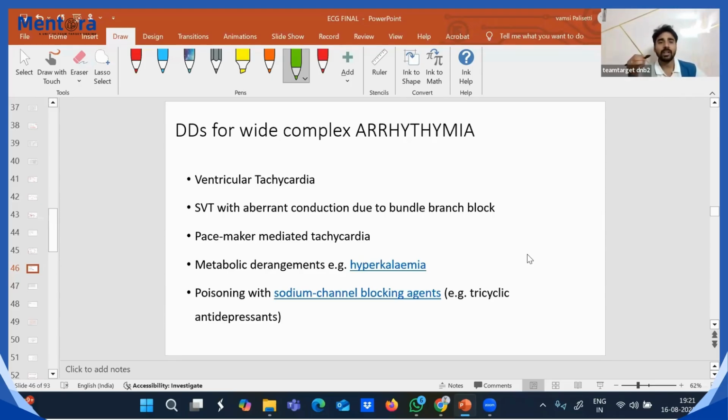So whenever you see the ECG and the QRS complexes are wide, you identify it's a wide complex tachyarrhythmia. Now what DDs are there? We already discussed. One is ventricular tachyarrhythmia. That is the first thing that should come to your mind.